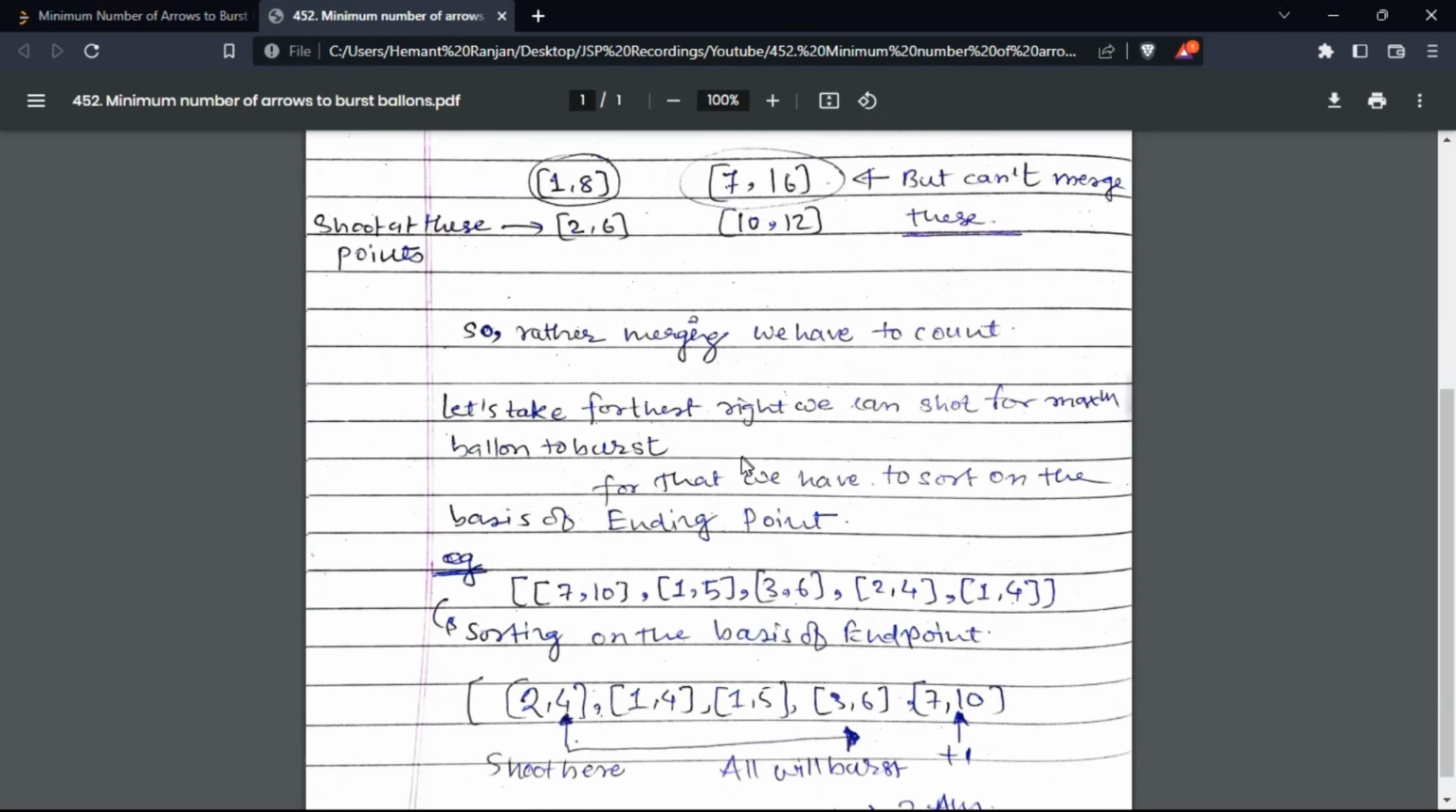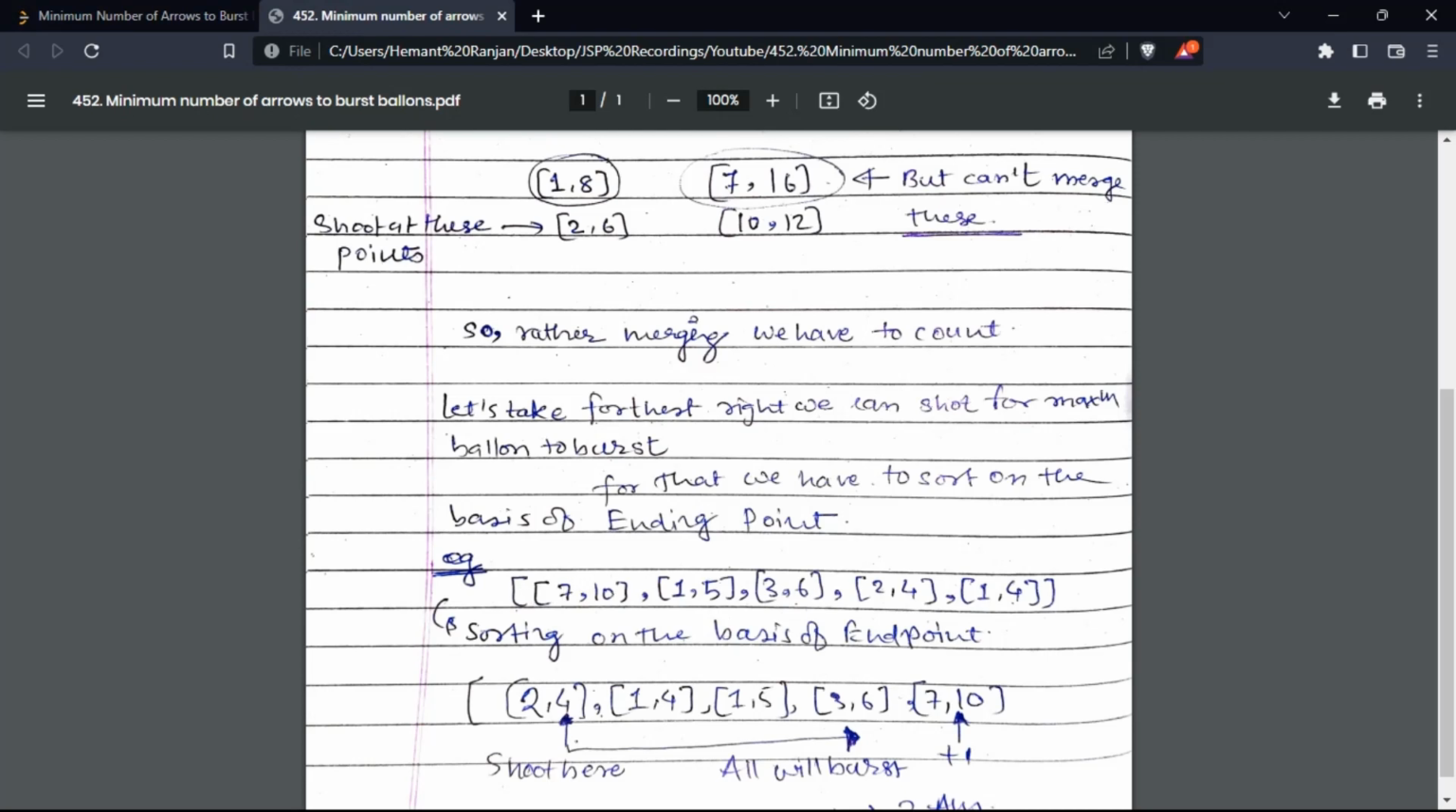So let's take the farthest right point we can shoot from, to burst the maximum balloons. For that, we have to sort on the basis of the ending point, I think. Because if we shoot at the rightmost point and keep counting the number of balloons which are being burst by that arrow, that will serve our purpose.